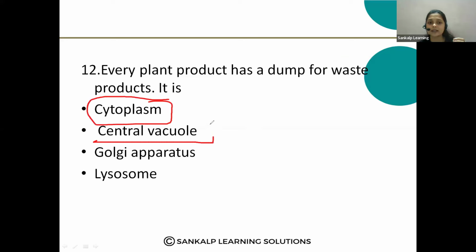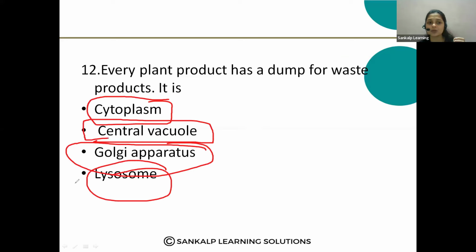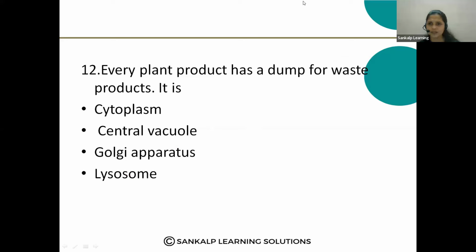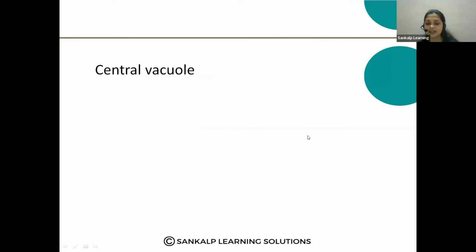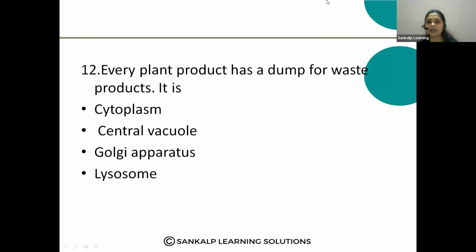Option A, cytoplasm. The second option is central vacuole, then Golgi apparatus, lysosome. Yes, what is the answer? Anybody? First one, in the cytoplasm? Yes, miss. No. And lysosomes? No, wrong answer. The correct answer is central vacuole.